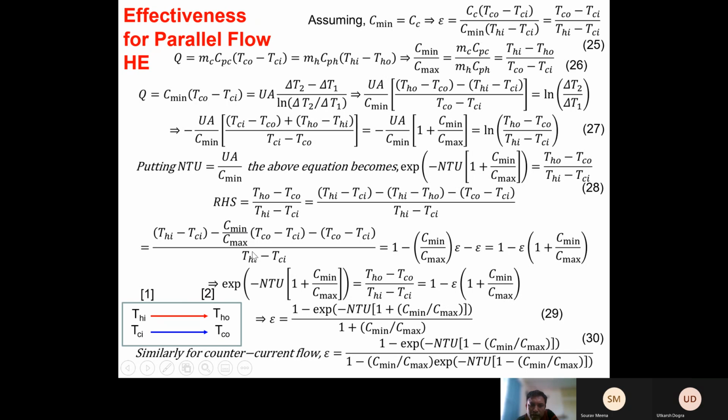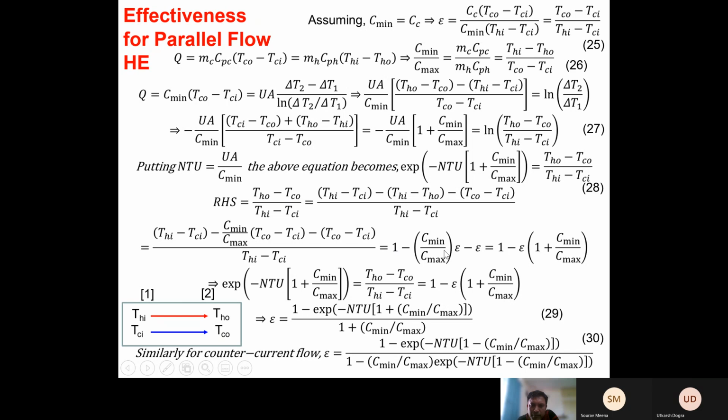So this we can put it here, isn't it? C min by C max, TCO minus TCI. And this TCO minus TCI remains as it is. So TCO minus TCI, I can take it common here. So that becomes C min by C max minus 1, isn't it? And if I divide by THI minus TCI, what we get is THI minus TCI is just 1 here.